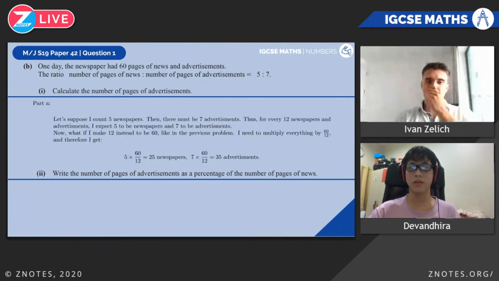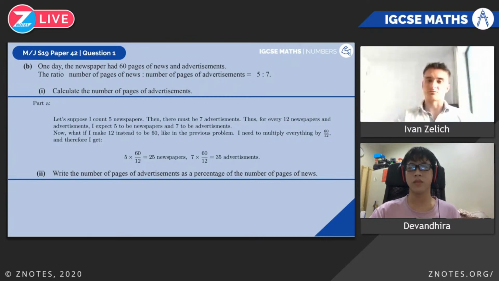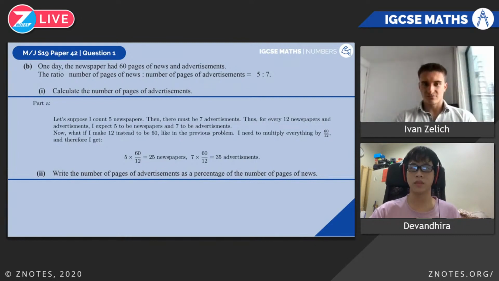Now, again, when we're having a problem, we want to step back and think to really understand what we're doing. And so if we had counted 5 news pages, then because of the ratio, I know there have to be 7 advertisements. Now, in those 12 pages, we expect there to be 5 news pages and 7 advertisements. And of course, with any ratio, 12 is not a random number, it's 5 plus 7. So if it was 2 to 3, it'd be 2 plus 3. Okay, so we know for every 12 pages we have 5 news pages and 7 advertisements.